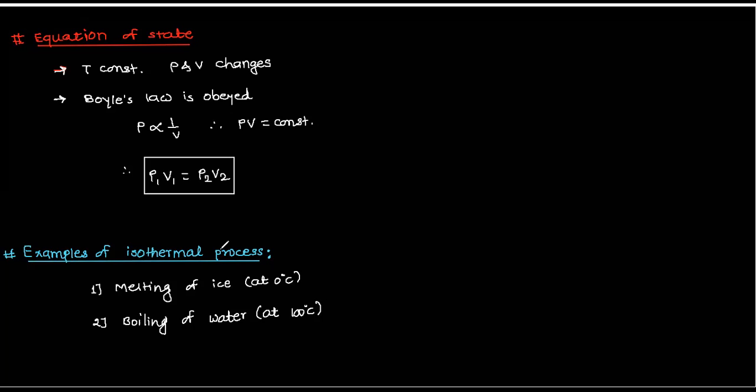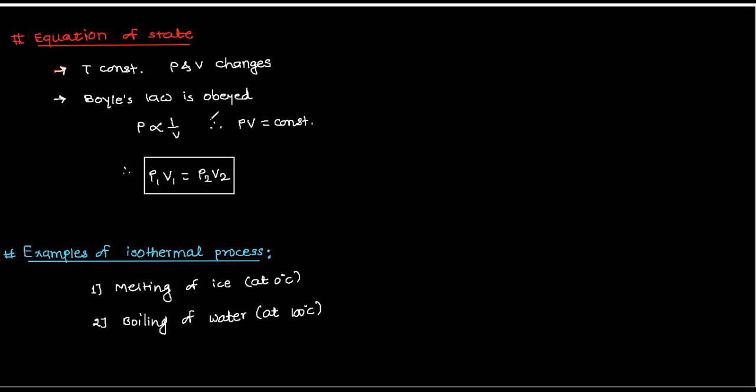Understand? These are some examples of this process which are very easy. Which process? Isothermal process. Understand? There is no doubt. Why? Because here temperature is remaining constant. Already I told. And the melting process is taking place. 0 degree Celsius ice is getting converted into 0 degree Celsius water. And 100 degree Celsius water, when it is boiling, is getting converted into 100 degree Celsius steam. Understand? That is your isothermal process. Right. Next.